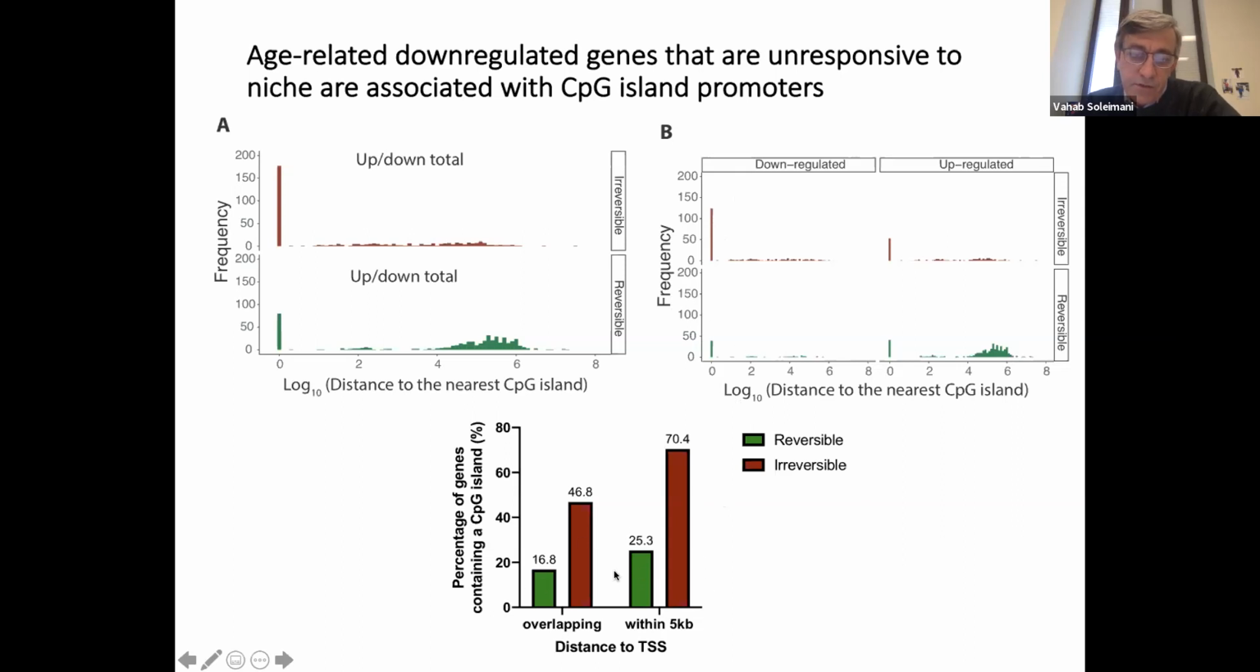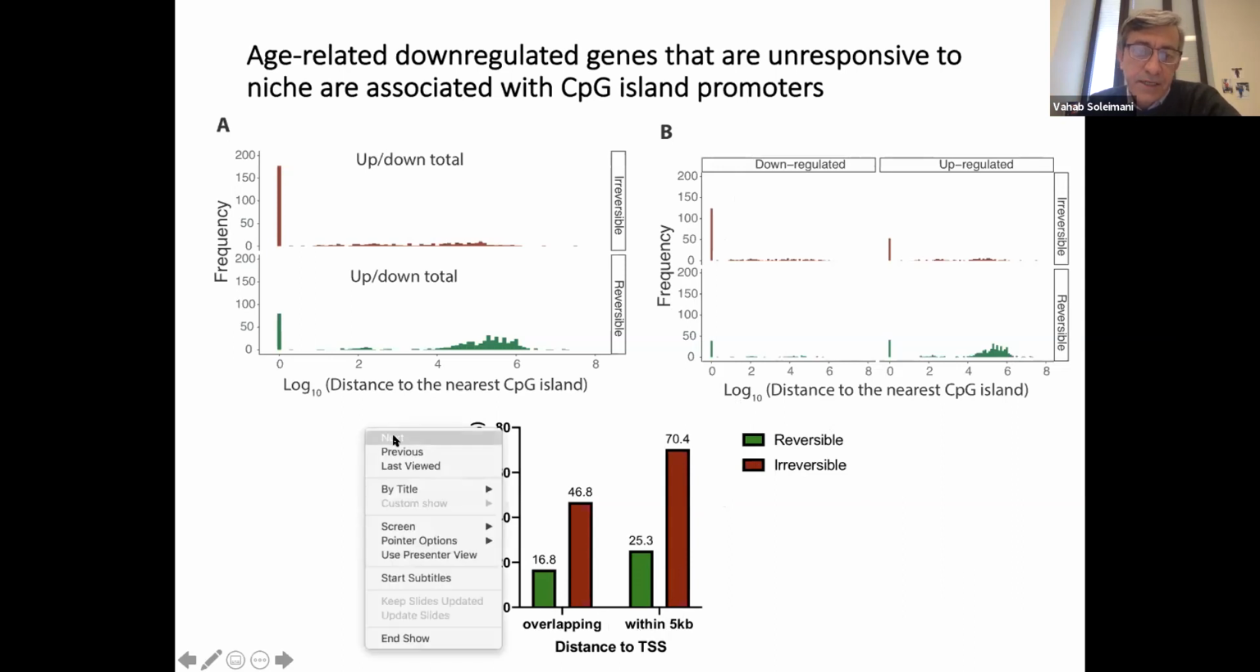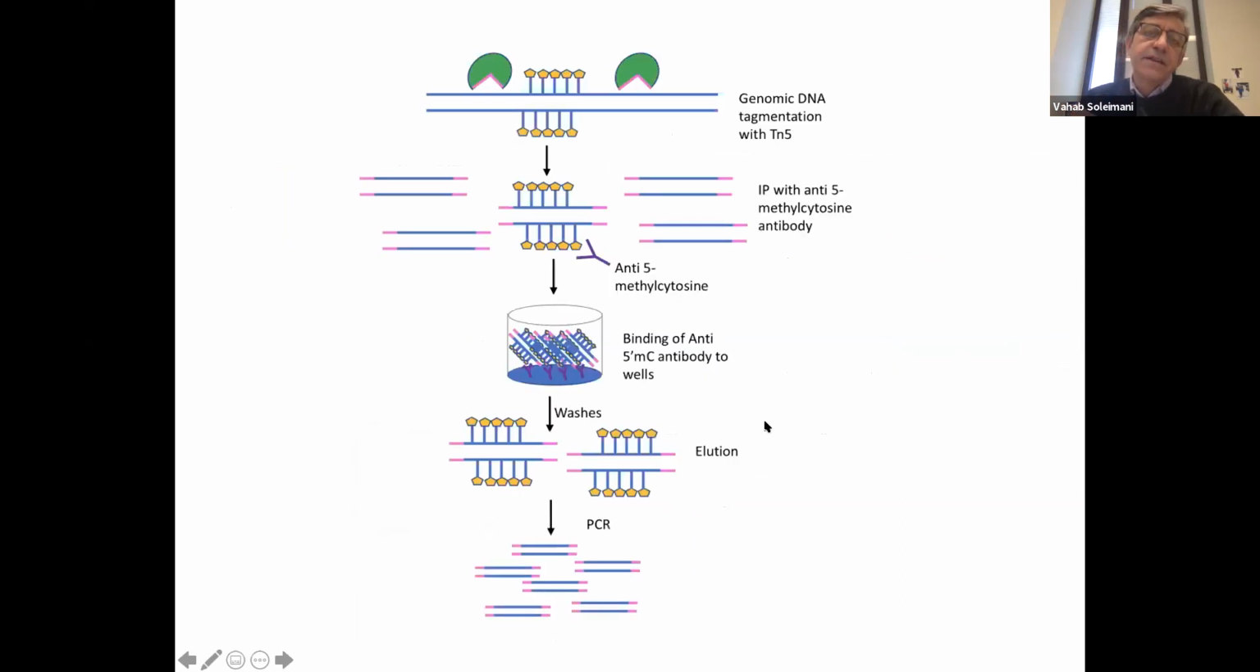Down here, this plot shows it even better. So these are the overlapping with the TSS versus within 5 kb of the TSS. And again, you see a big difference between when it's reversible or irreversible in terms of the association with CpG islands. So we think that the fact that repressed chromatin is resistant to response to the niche is because these genes, A, are associated with CpG islands very significantly, as I showed you in some stats.